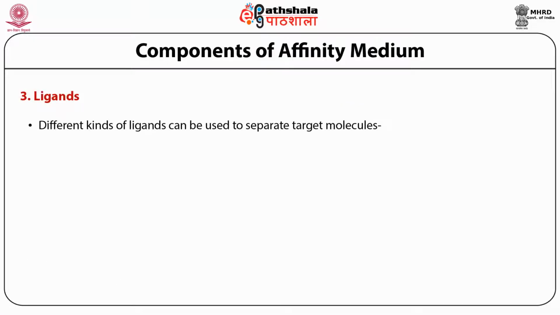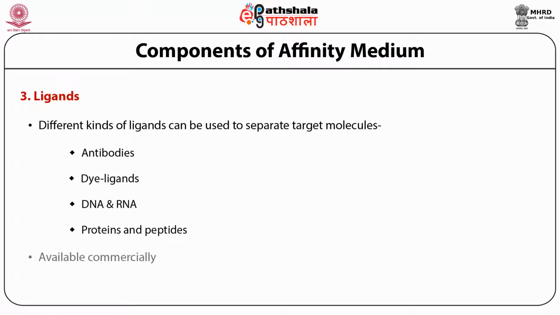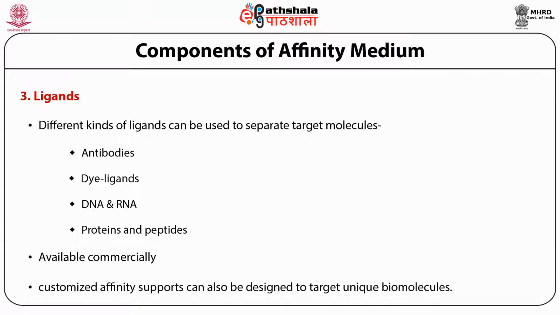Different kinds of ligands are used to separate target molecules, including antibodies, dyes, ligands, DNA, RNA, and peptides. In addition to commercially available affinity ligand matrix resin, customized affinity supports can also be designed to target unique biomolecules. To design a custom affinity system, a method is required to covalently attach a ligand to the matrix. The type of linkage between the immobilized ligand and the matrix is critical as it significantly affects the performance of the affinity separation.